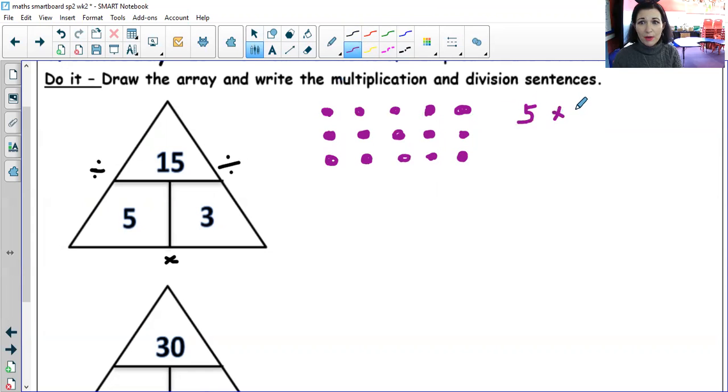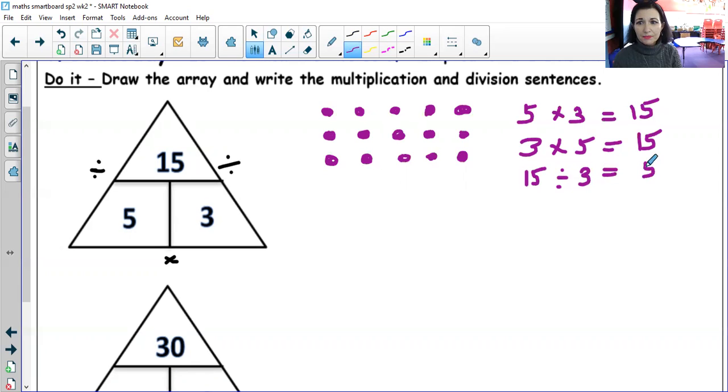5 multiplied by 3 is 15. So 3 groups of 5. And now I can say 5 groups of 3 are also 15, because I'm just switching those two numbers around. And my division sentence, 15 divided by 3 is 5. And 15 divided by 5 is 3.